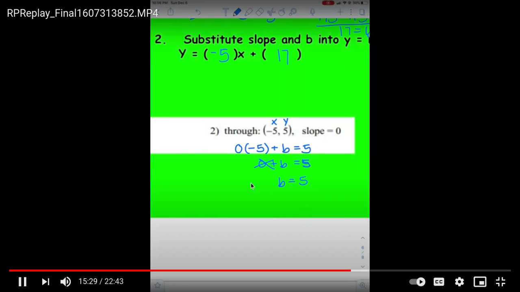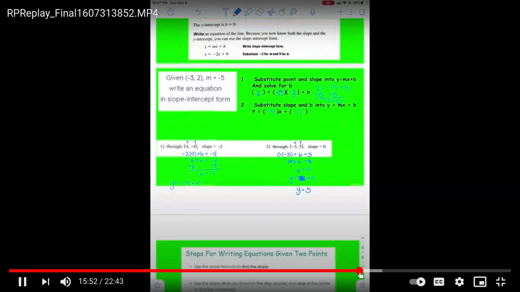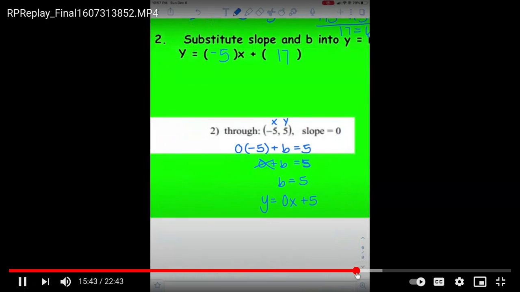So we're going to get y is equal to 0x plus 5, but 0x doesn't really mean anything because remember 0 times any number is always 0. So we're just going to get that y is equal to 5.